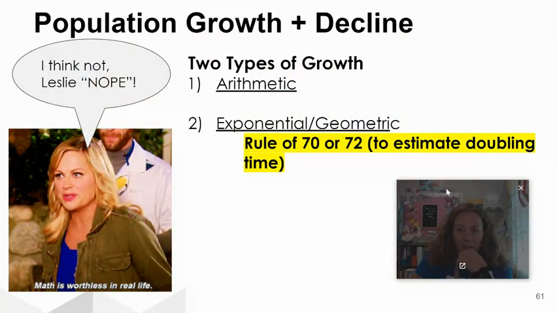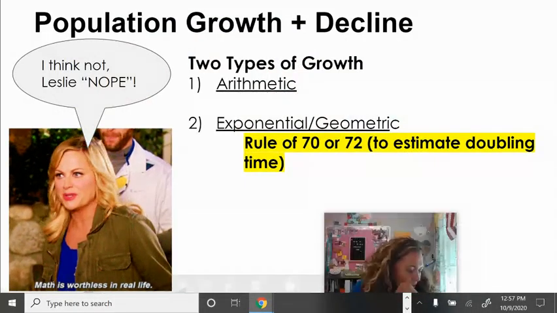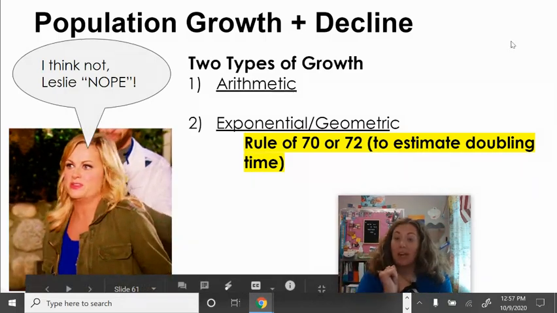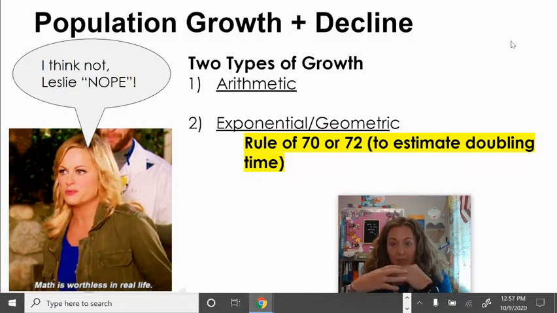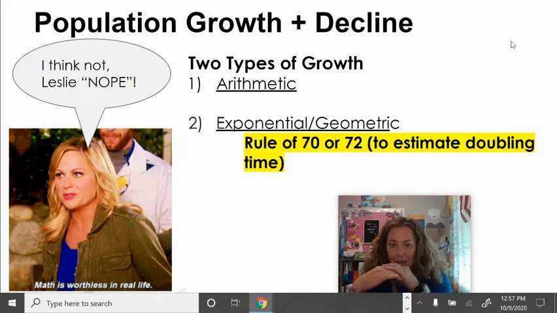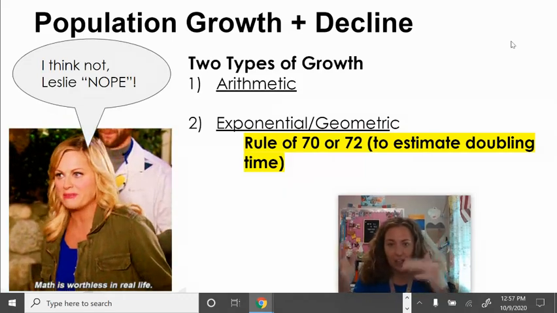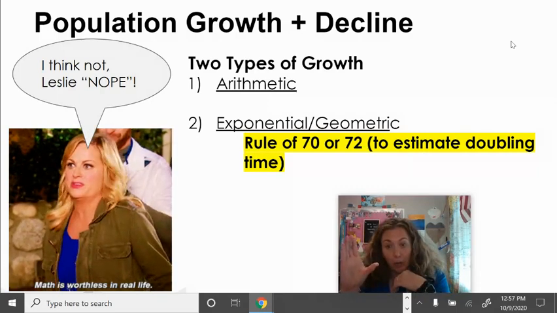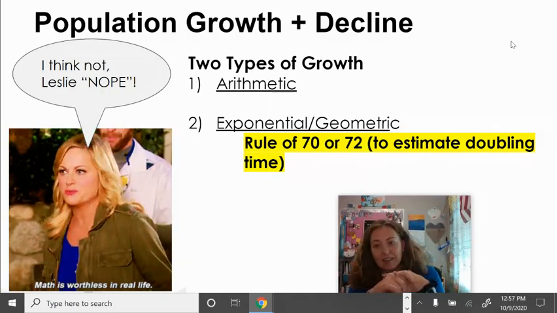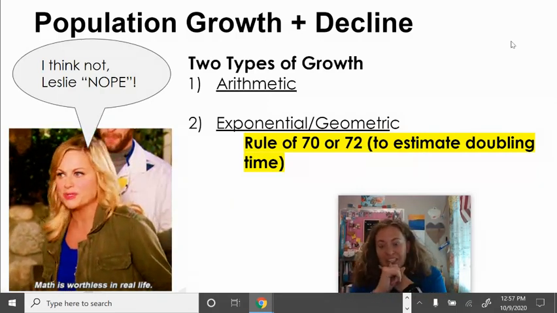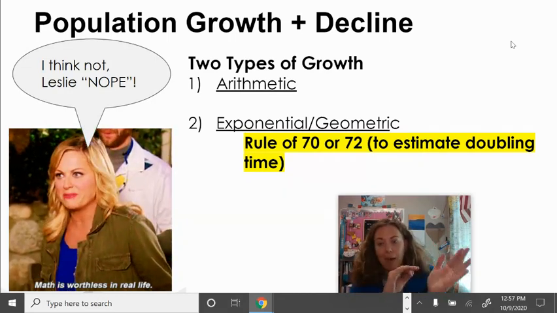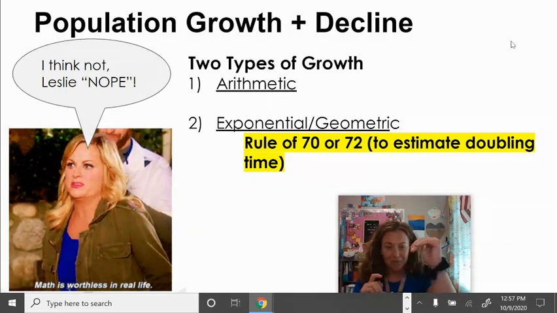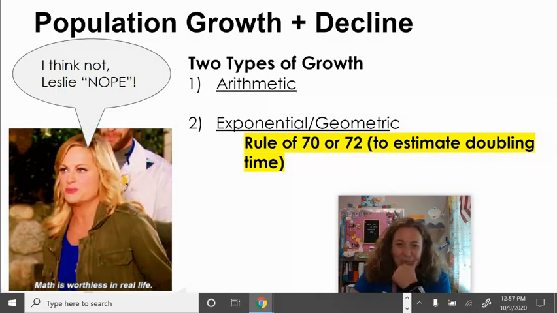All right, so population growth and decline. After we look at all these numbers, what does this actually even mean? So we have arithmetic growth, which is simply basic: the amount of new people living in that area. And then we have exponential or geometric, or J-curve growth. And again, remember, that's the rule of 70 or 72, which estimates the doubling time it's going to take for that population to go from whatever to the J slope. Okay? My girl, Leslie Knope.